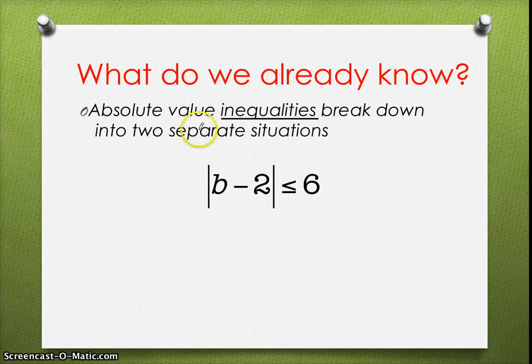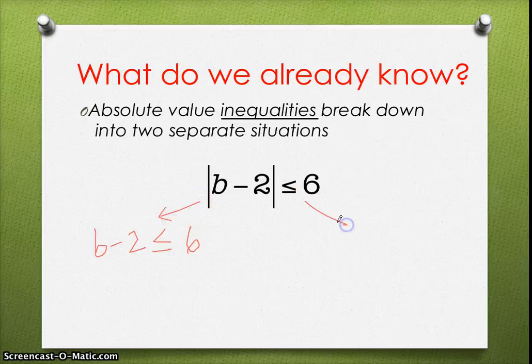And we know that when we look at an inequality like the absolute value of b minus 2 is less than or equal to 6, if we simply rewrite the equation, b minus 2 is less than or equal to negative 6, that is one of the situations. In this example, we are just removing what appears to be the absolute value bars. That is our first equation.